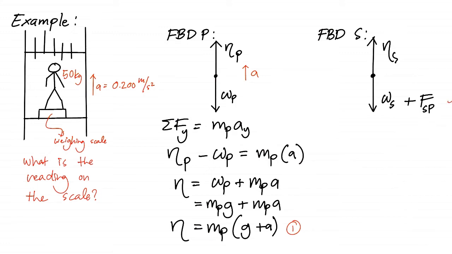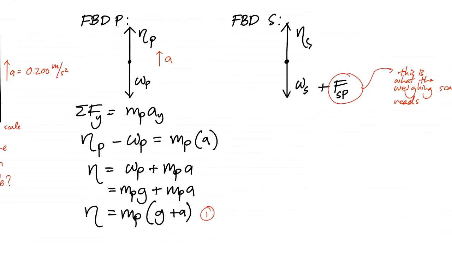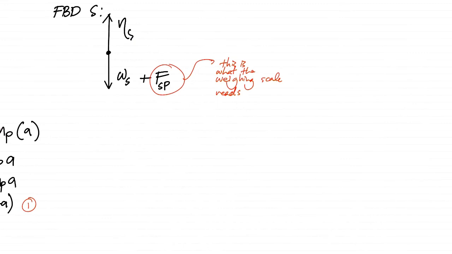So this force here, itong FSP, this is what the weighing scale reads. Kung anong value nung force na ito, just convert it to kilograms, and yun yung babasahin ng weighing scale. So another detail that we need is to just draw yung direction ng acceleration ng weighing scale. That direction is also upwards. Okay, so that's it. Gusto natin malaman ano ang value nitong FSP, and yan yung babasahin ng ating weighing scale.